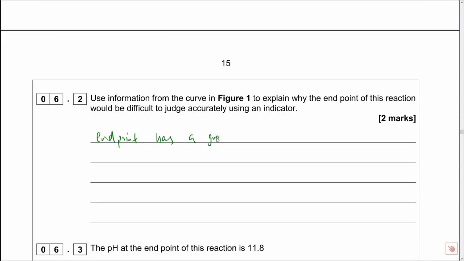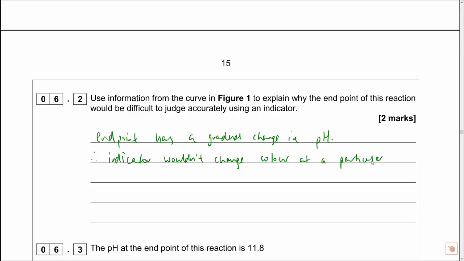has a gradual change in pH, something like that. It's not very distinct, it's quite a gradual one. Therefore, an indicator wouldn't change color at a particular point, I suppose.